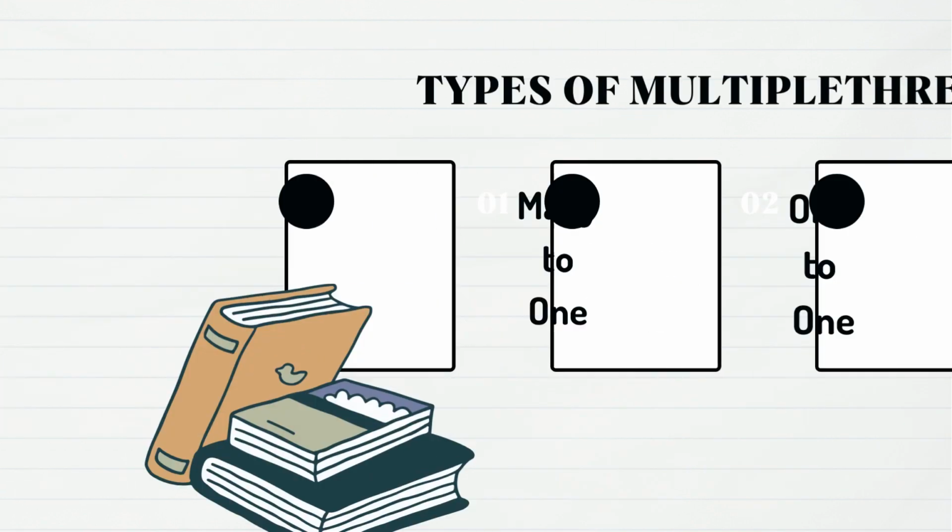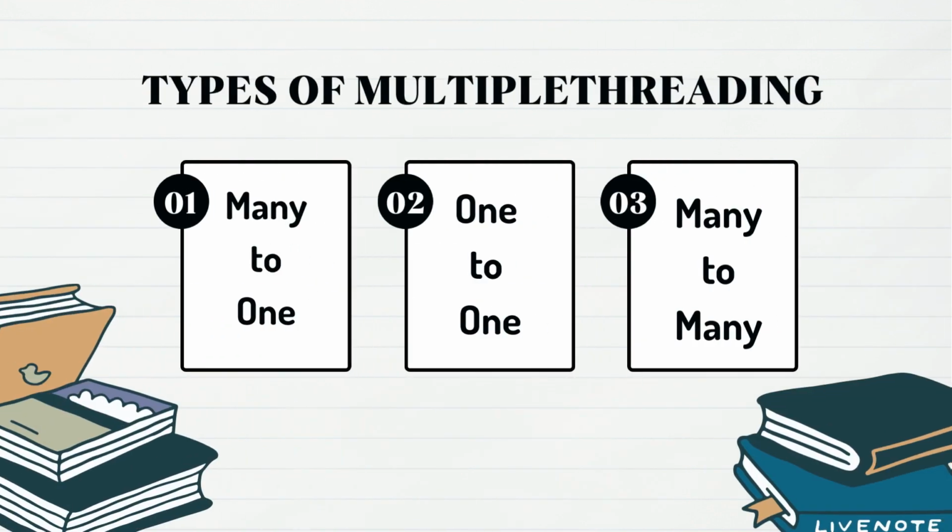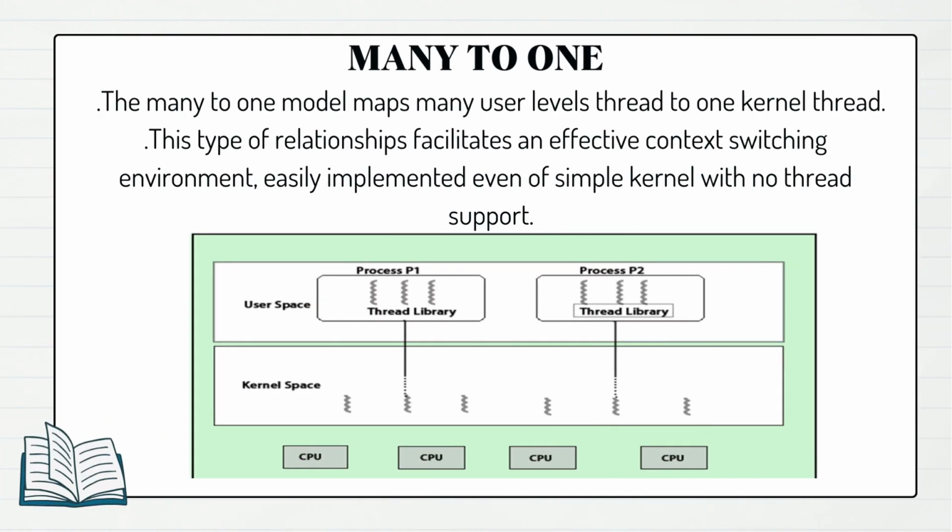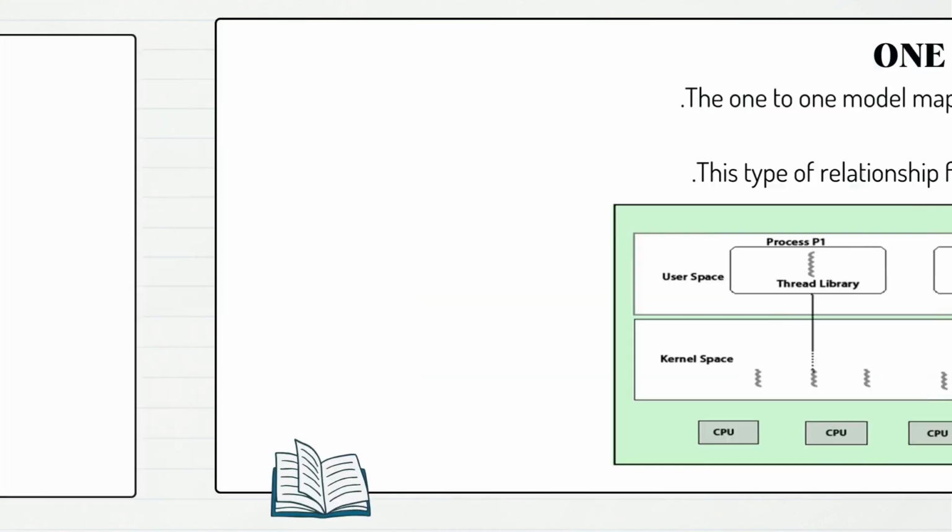Next, let's move on to the types of multithreading: many-to-one, one-to-one, many-to-many. Many-to-one: the many-to-one model maps many user level threads to one kernel thread. This type of relationship facilitates an effective context switching environment, easily implemented even on a simple kernel with no thread support.